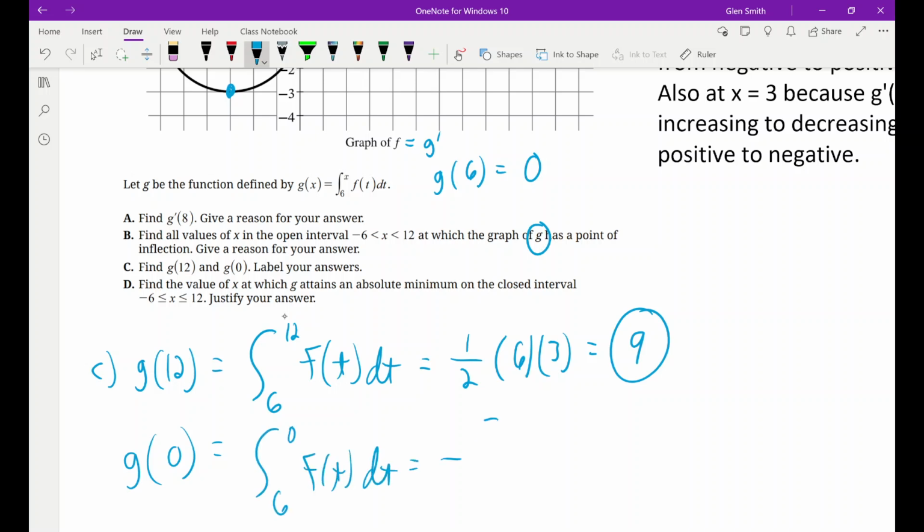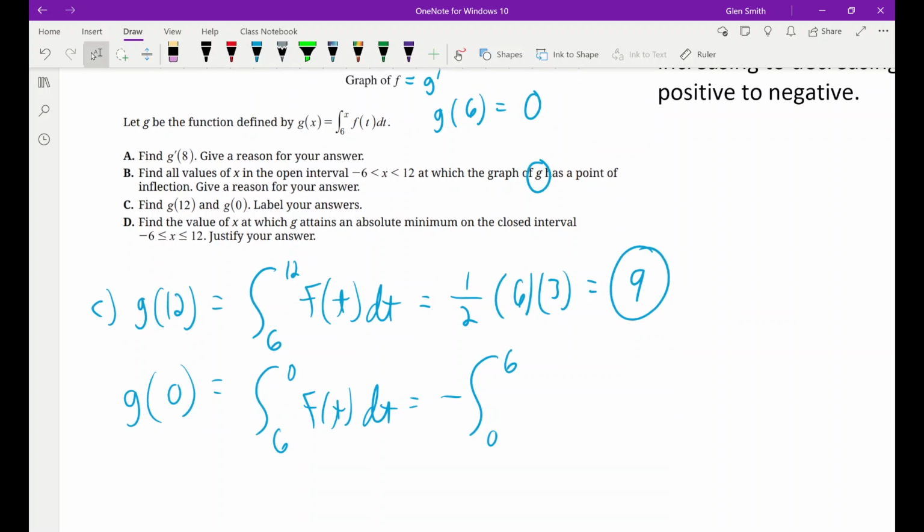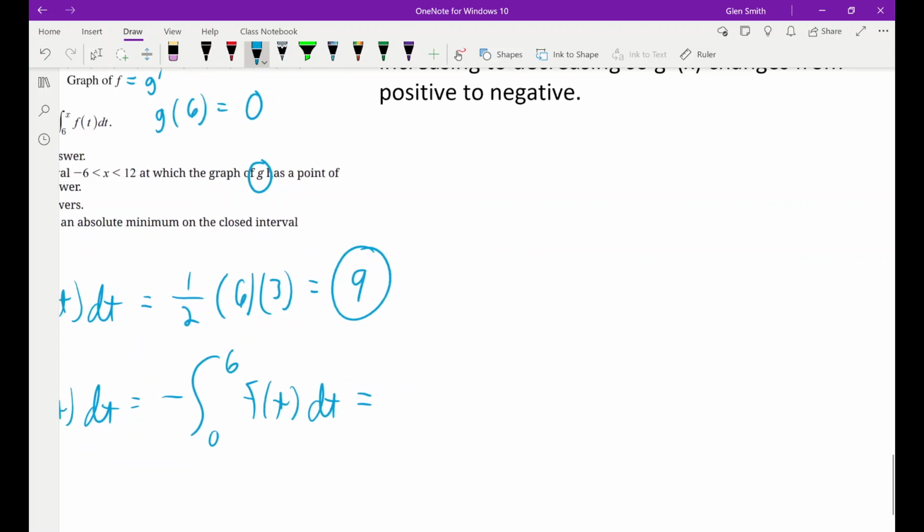And you don't have to write this part, but I like to switch these if I'm integrating backwards on a graph, because I sometimes forget to change the sign. So it's the same thing as this. It's just the area in there, but it's the opposite because we're going backwards.